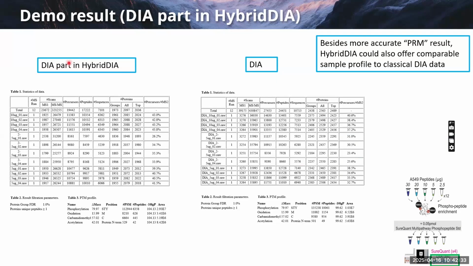So here we compare the DIA result, the DIA part in hybrid DIA, to the corresponding DIA result. You can see that basically the numbers are close. I also compared the sequences, and most of them are similar. That means even in the hybrid DIA, the DIA part can still cover similar peptides as the conventional DIA acquisition. So this is the basic idea. This is the primary result for this demo project.